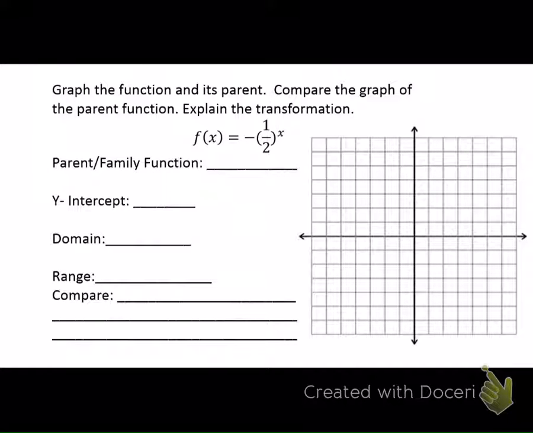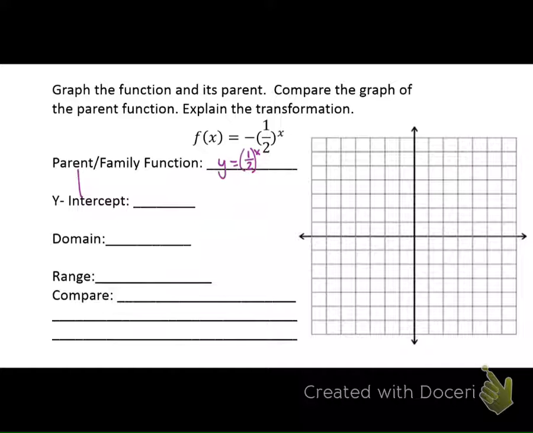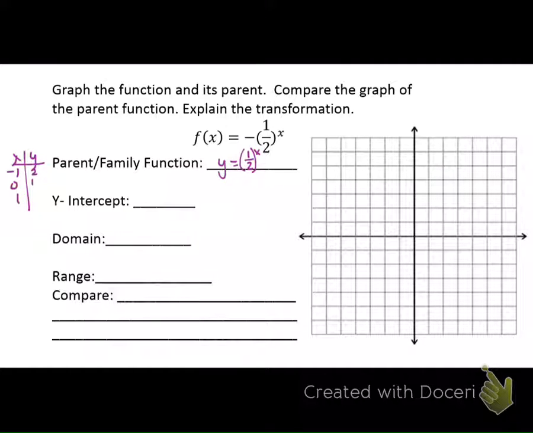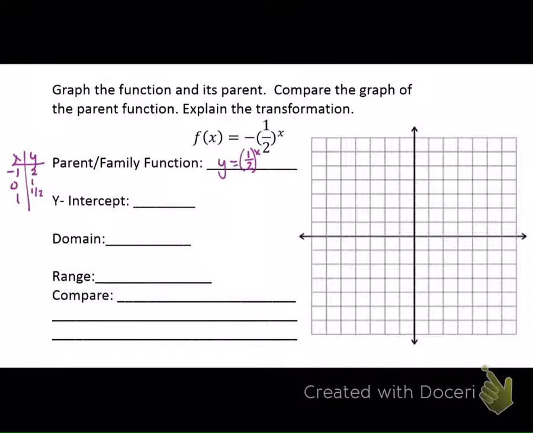So graph the function and its parent. Again, what is the parent of this one? Who can tell me the parent of this function here? 1/2 to the x, but you have to write it as an equation. Don't just say 1/2. So if I make a table of values, again, I'm just going to do -1, 0, and 1. I get 2, 1, 1/2 with the asymptote at 0.